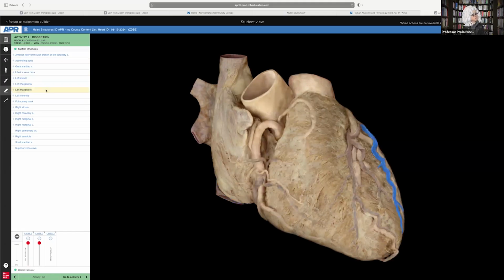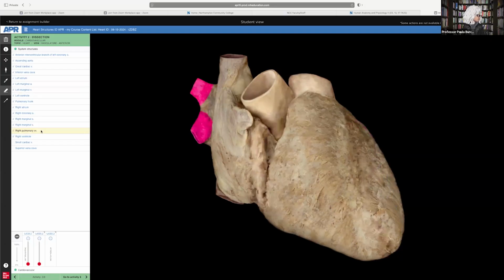The veins are going to, for the most part, run parallel to the arteries that have the same name. So this is the left marginal vein. And these veins on the surface of the heart are part of the coronary circuit. They are supplying the heart muscle and draining blood from the heart muscle, returning it back to the heart. So here is the left marginal vein next to the left marginal artery.